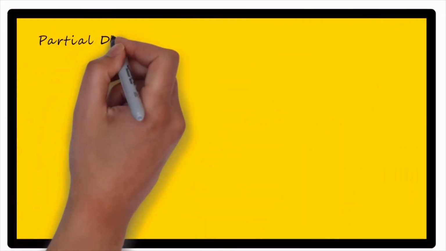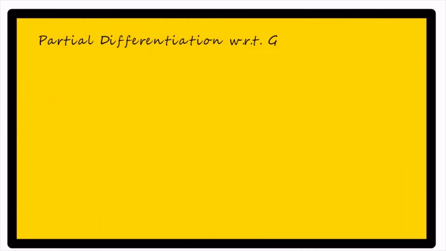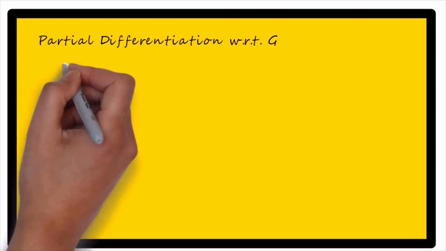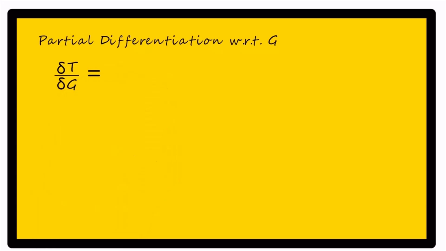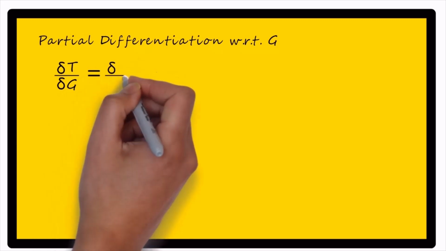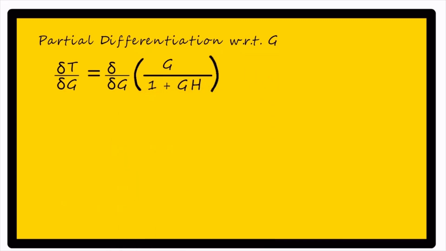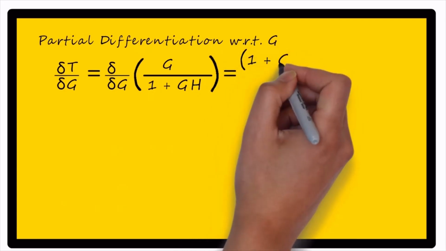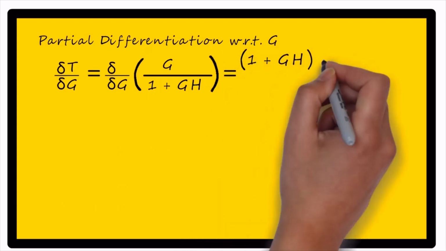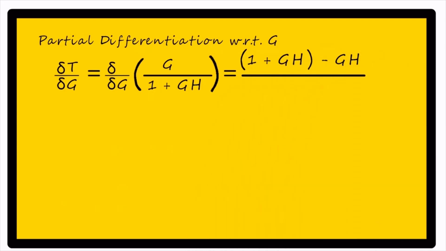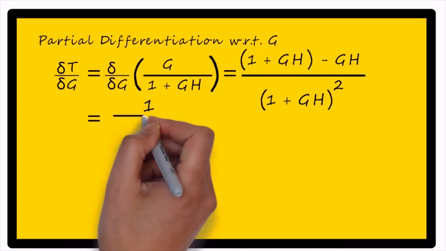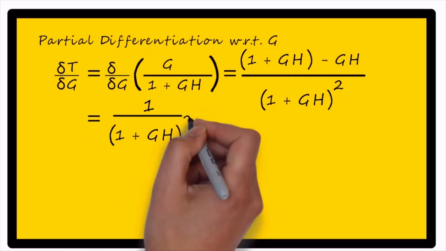Let's do partial differentiation with respect to G on both sides of the equation. Hence, we get ∂T/∂G is nothing but the partial differentiation of G/(1+GH) with respect to G, which is equal to ((1+GH) × 1 − G × H)/(1+GH)², as this is obtained by partial differentiation of a ratio. This is nothing but 1/(1+GH)².